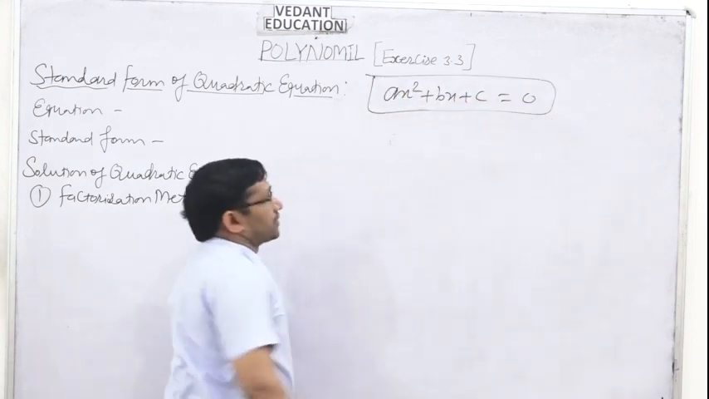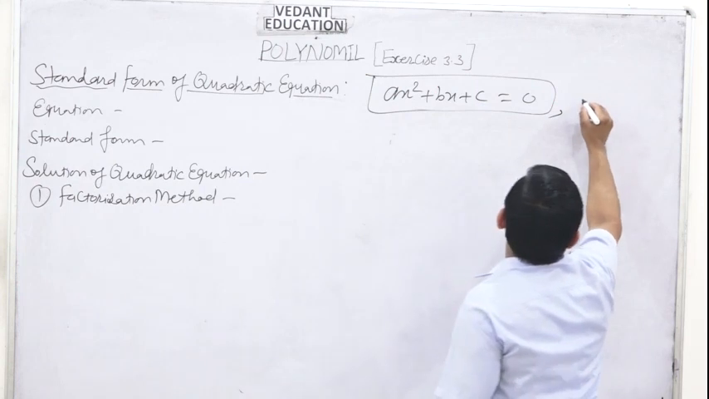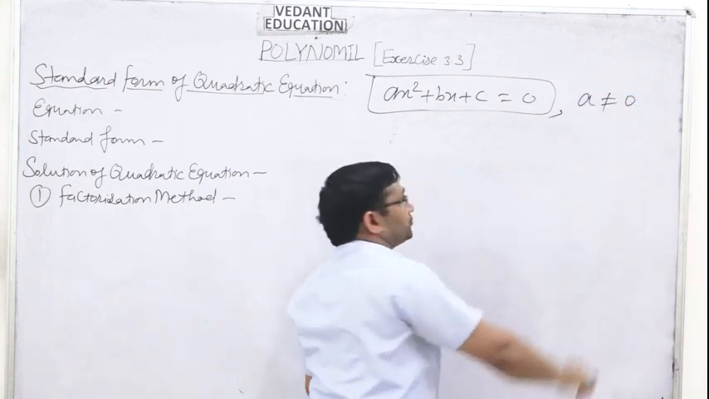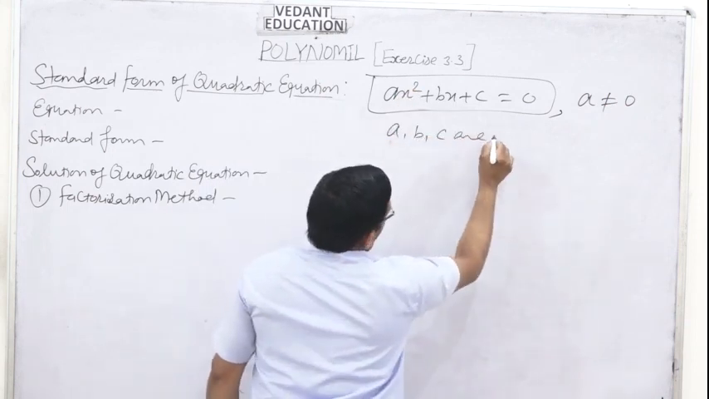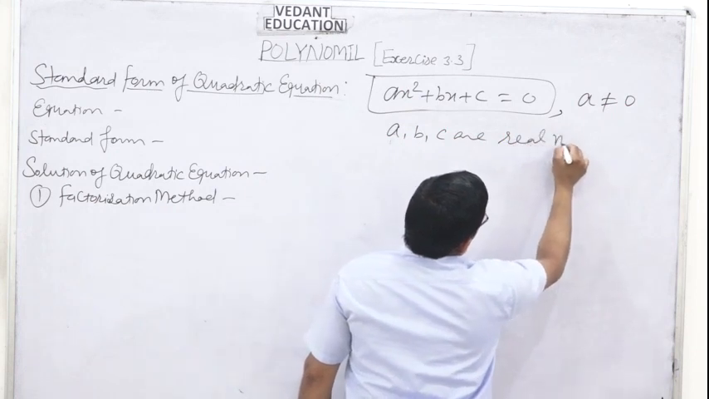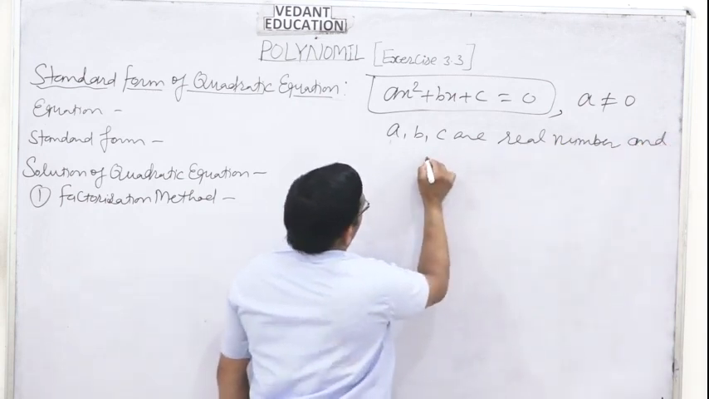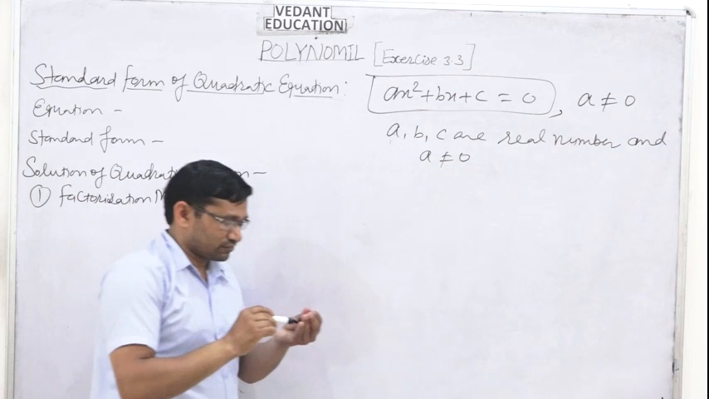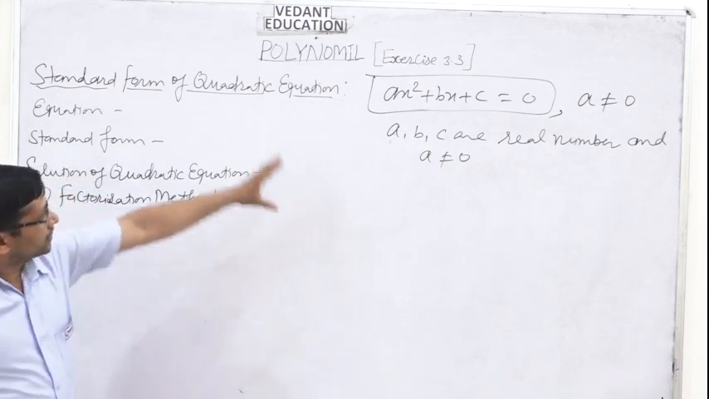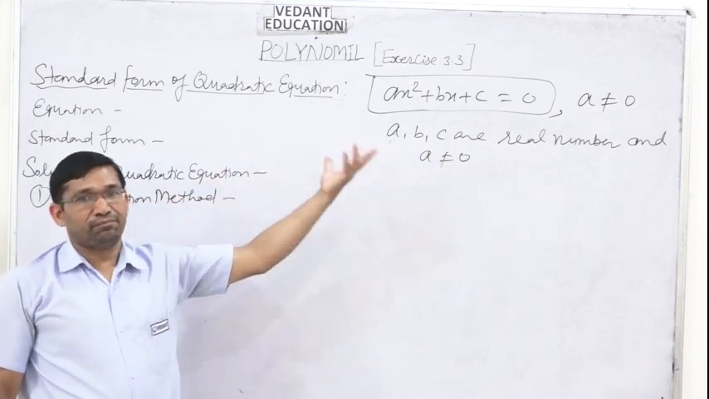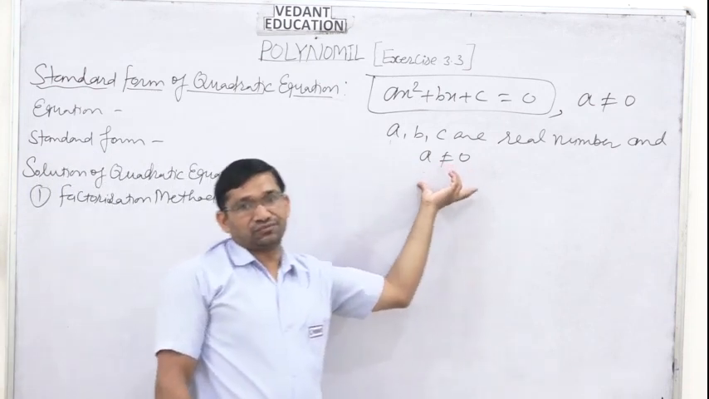This is standard form of quadratic equation, where first condition is a is not equal to 0. a, b, c are real numbers and a is not equal to 0. A की वैल्यू 0 के इक्वल नहीं हो सकती किसी भी कंडीशन में. B 0 हो सकता है, C भी 0 हो सकता है, but a is not equal to 0.